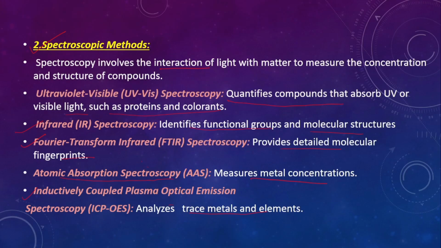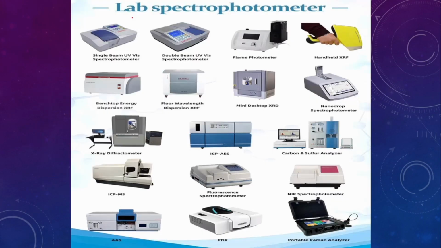Every spectroscopic method plays a crucial role in food analysis. They give rapid and accurate determination of the chemical composition, quality and safety of food products. These are several lab spectrophotometers: fluorescence spectrophotometer, near infrared spectrophotometer, ATR-FTIR, and portable Raman analyzer.